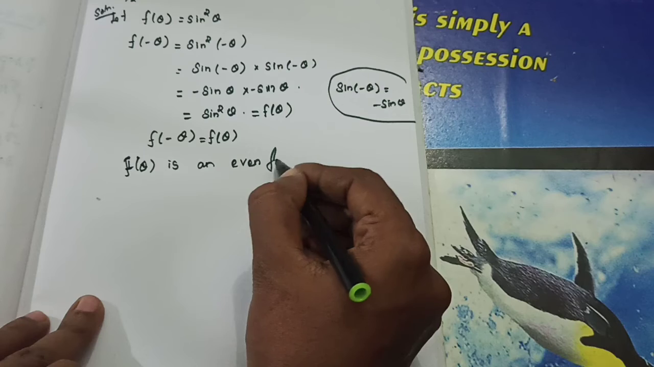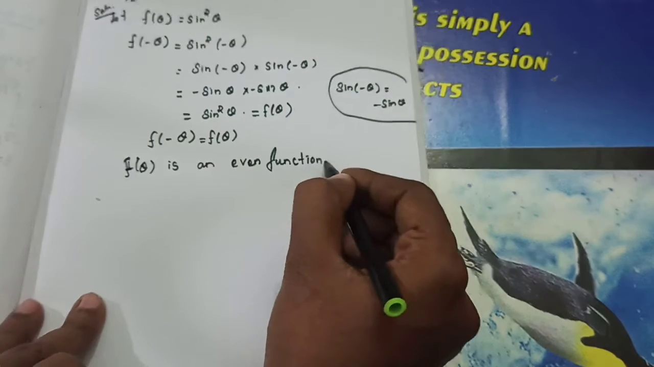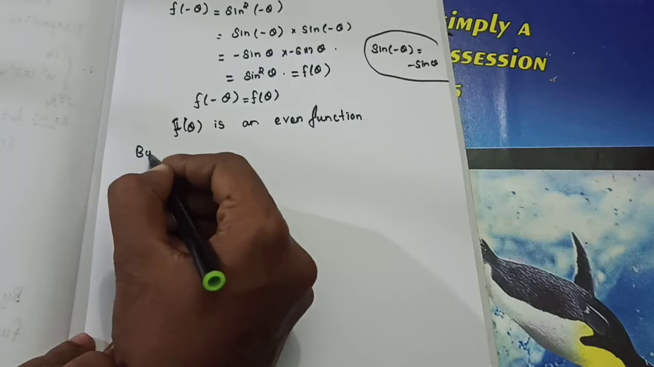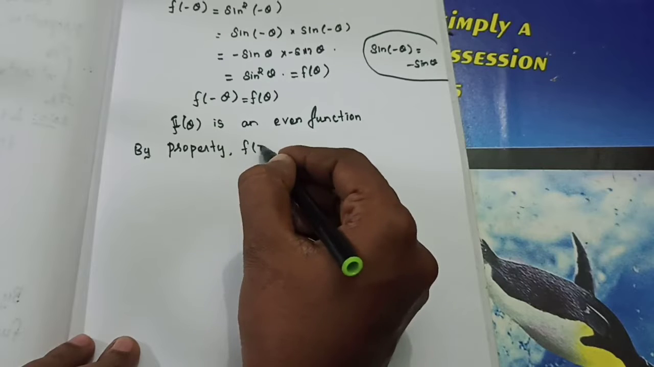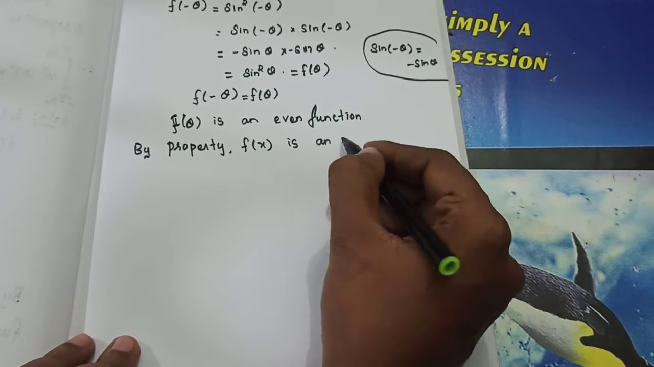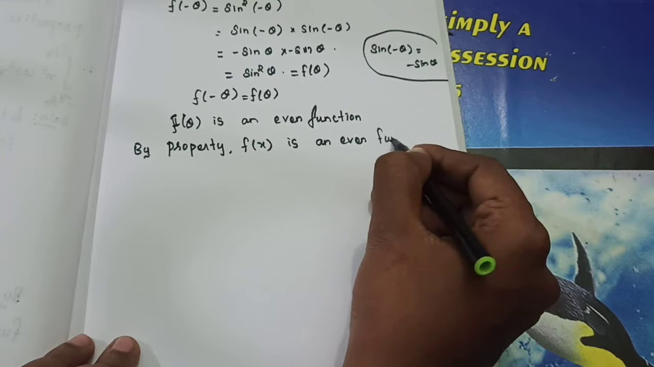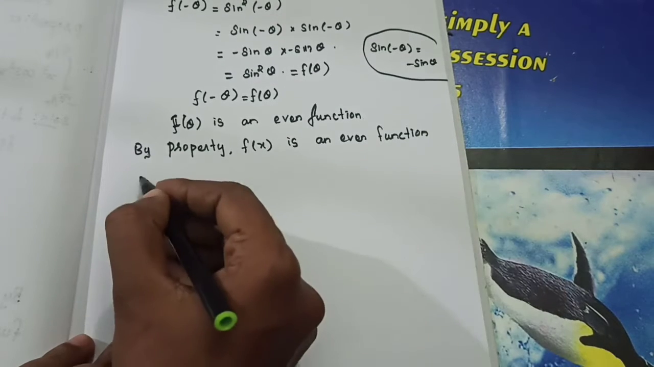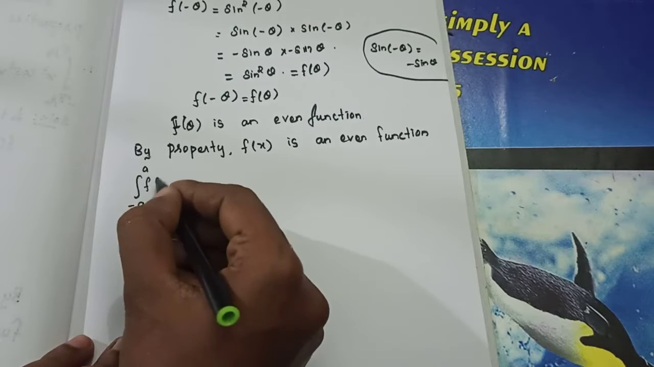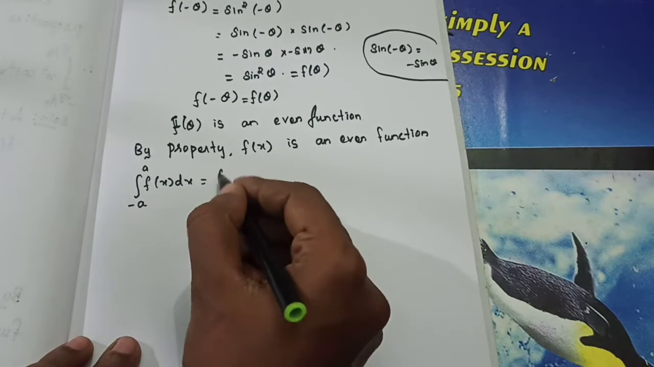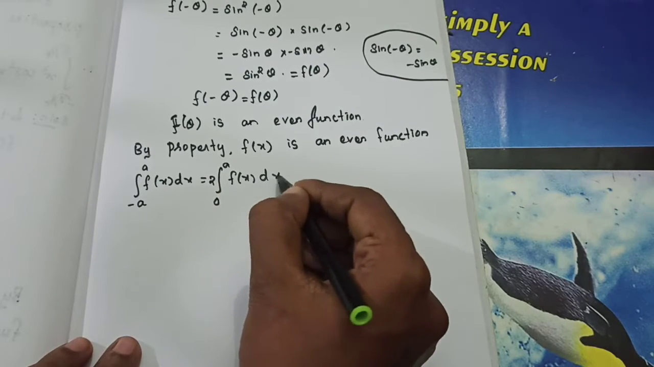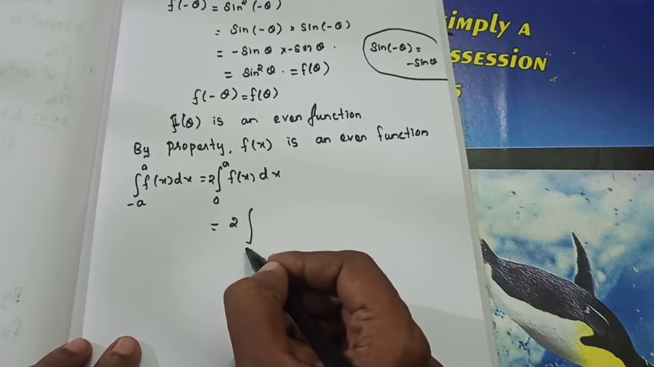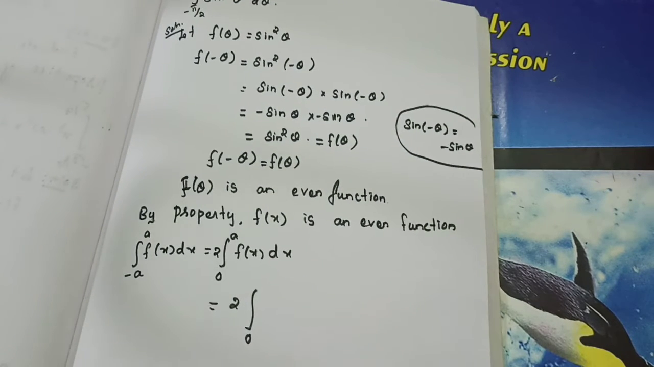Even function means we need to find the integral value by using the property. So use the property. By property, if f of x is an even function, what will you do? Integral from minus a to a of f of x dx is equal to, what's the value? 2 into integral from 0 to a of f of x dx. Now substitute here: 2 into integral from 0 to, in the place of a, what's the value? Do it very carefully.